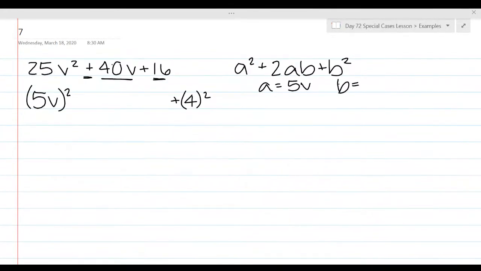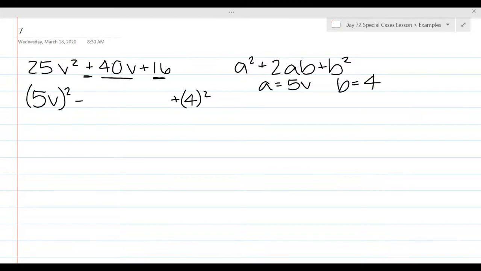So B equals 4. So this middle part is going to have to be plus 2 times 5V times 4. Oops, I'm forgetting all of our parentheses. So 2 times 5V times 4 does equal 40V. So we are good with rewriting.